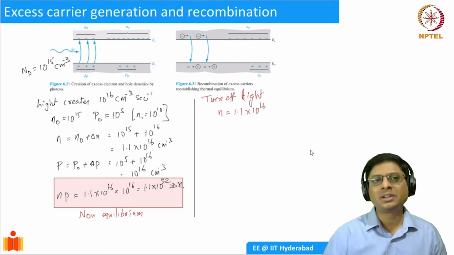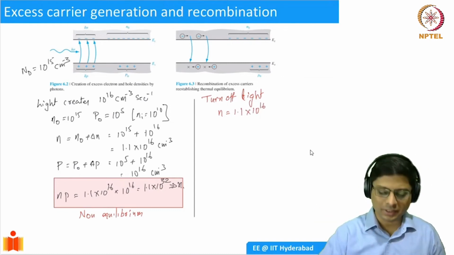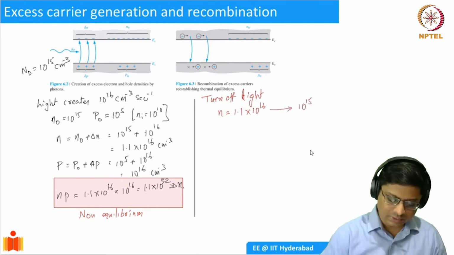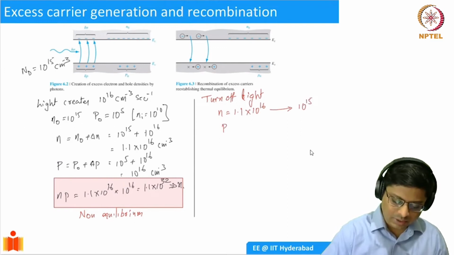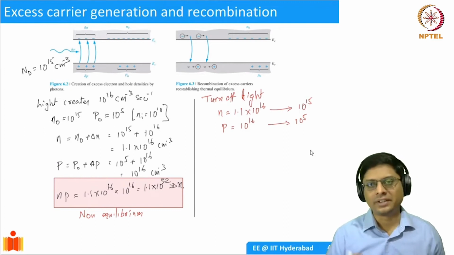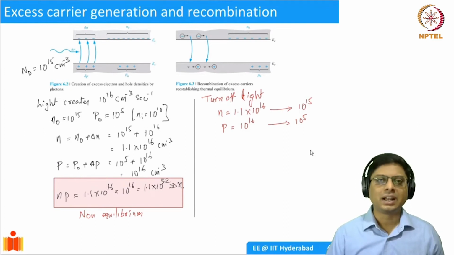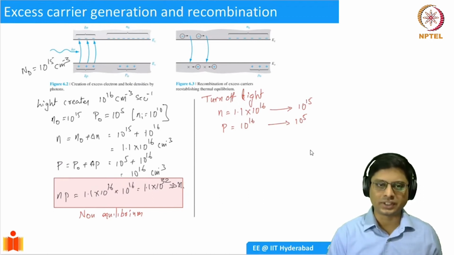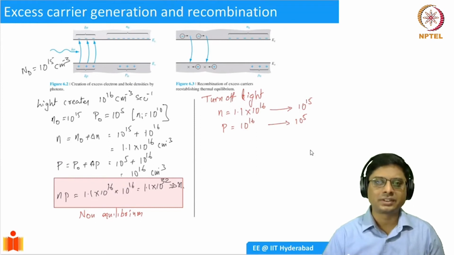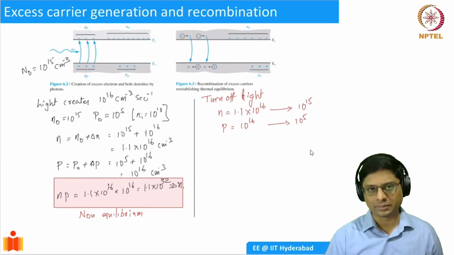It should eventually go back to equilibrium, right? Because the excess electron hole pairs will recombine. So this becomes 10 power 15, the equilibrium value. And similarly, P started out with 10 power 16, and that should become 10 power 5. So it should go back to equilibrium. The stimulus which was creating excess electron hole pairs is the light in this example. So we have these excess carriers, but once the light is removed, they have to go back to equilibrium, right?